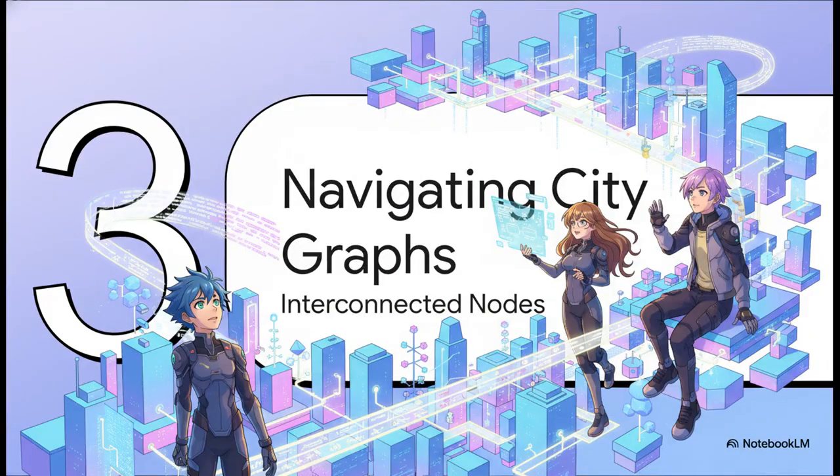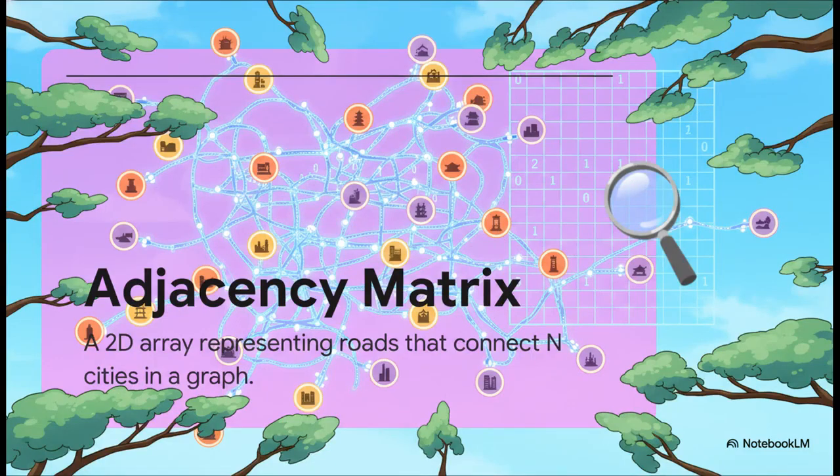Stepping up to part 3, navigating city graphs. Let's talk about interconnected nodes. Trees are great, but they really only flow in one direction, downward. In reality, it's rarely that simple. Think about a map of cities. Roads go back and forth, connecting multiple towns in this massive, chaotic web.